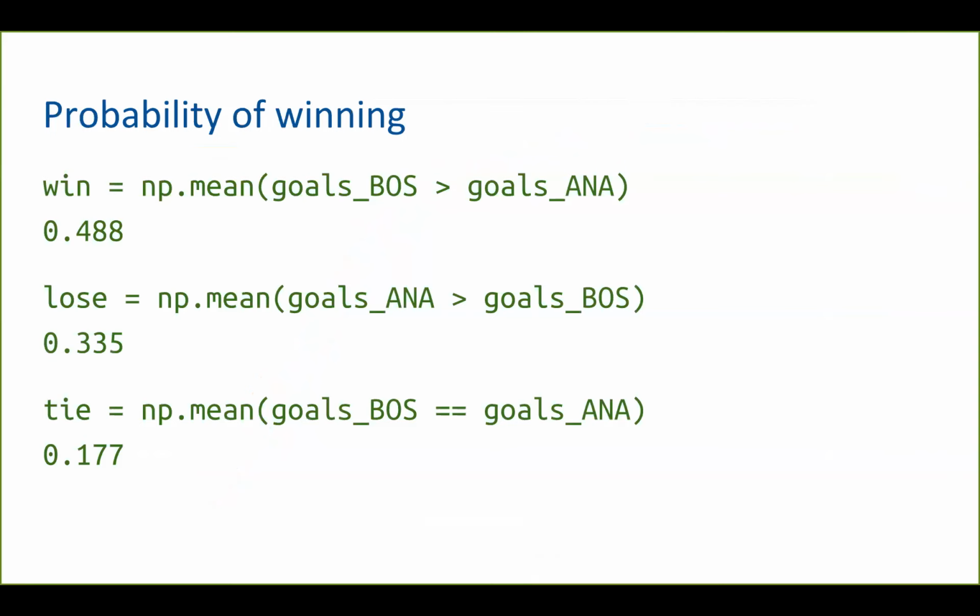So I can compare the number of goals for Boston, the number of goals for Anaheim, and see if I think Boston will win in regulation time or lose, or whether the score will be tied. And it looks like it's about 48 or 49% that Boston will win, maybe 33% that they will lose, and 18, 17% of going into a tie.